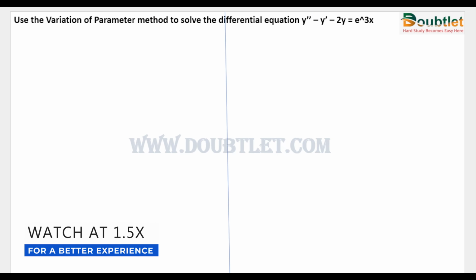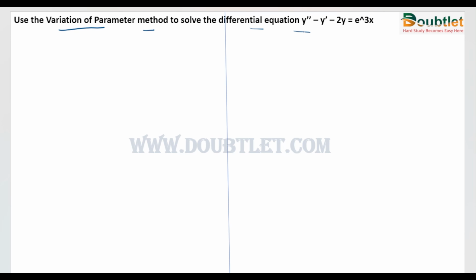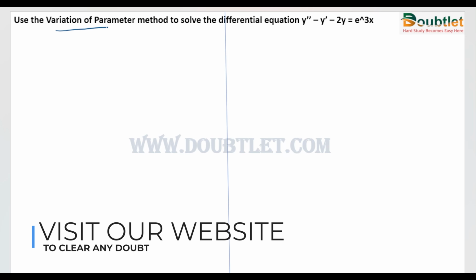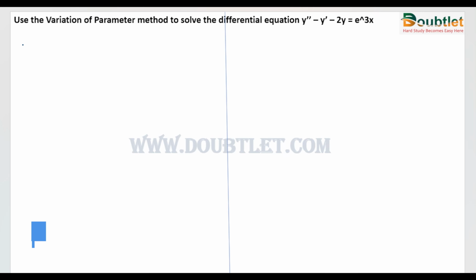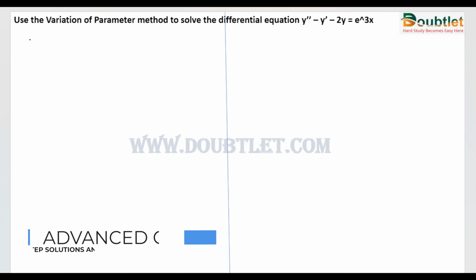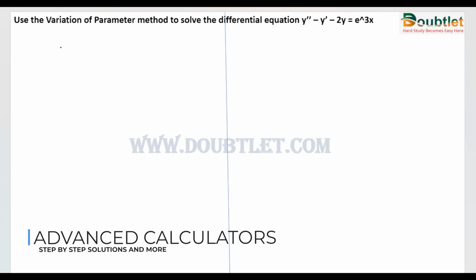So in this video, we are gonna learn how to use the variation of parameter method to solve the second order differential equation. We can solve this differential equation by other methods also, but here it is specifically given, so we will use this method only. So first of all, we will write the characteristic equation of this differential equation.